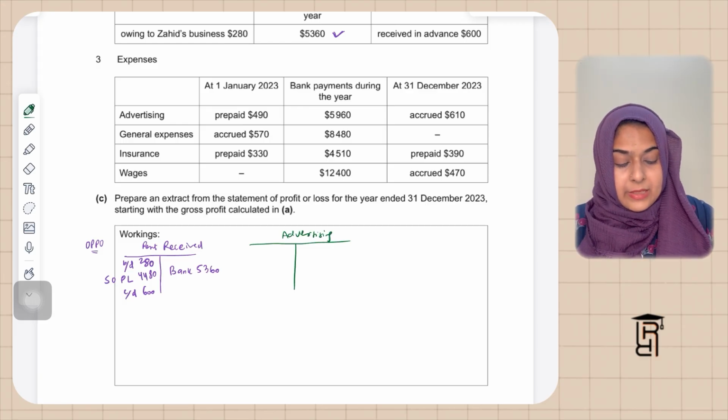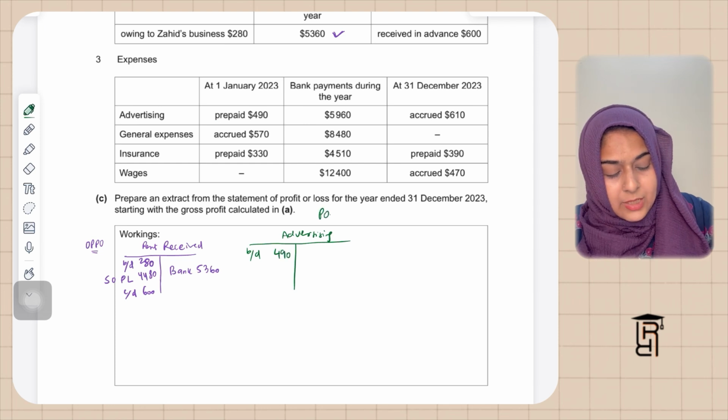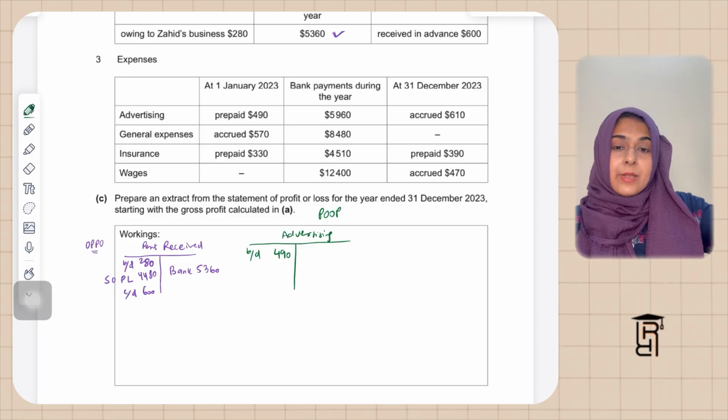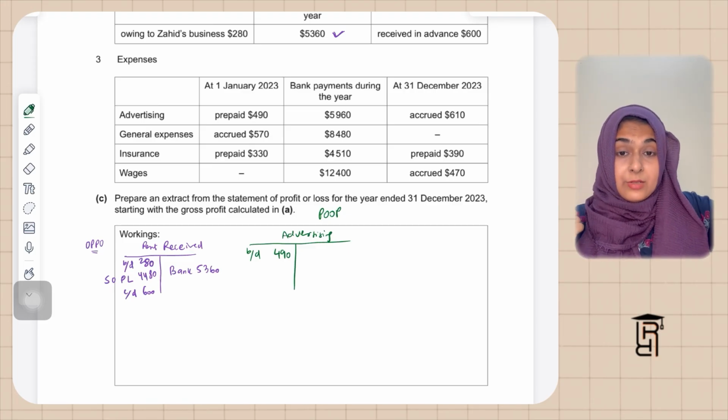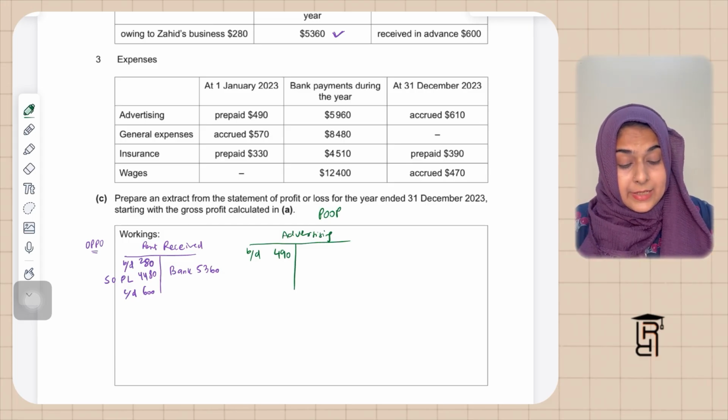And in advertising there is a balance brought down on the debit side. What will be the rule for advertising? POOP. POOP means that prepaid brought down will come on the debit side. Prepaid brought down means that last year I had paid something extra for advertising for 2023. So that means it's my current asset. So that is why it's coming on the debit side.